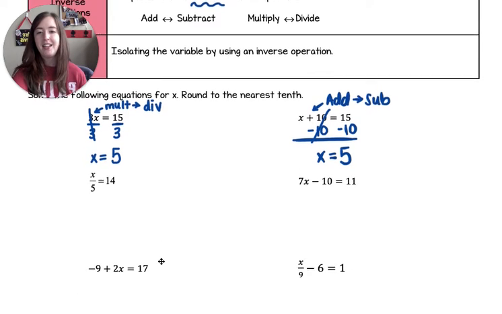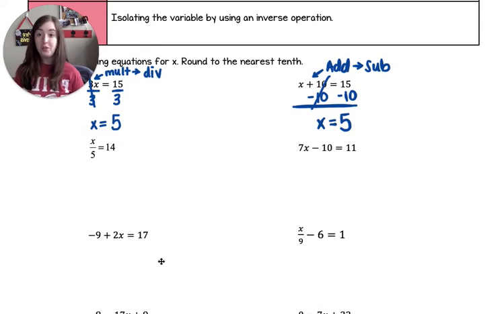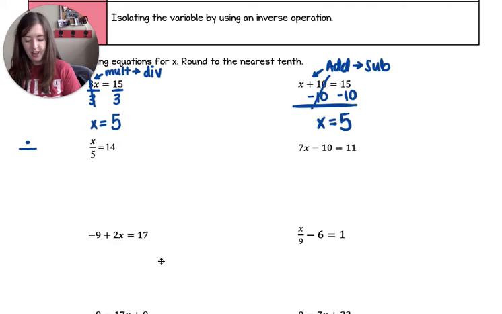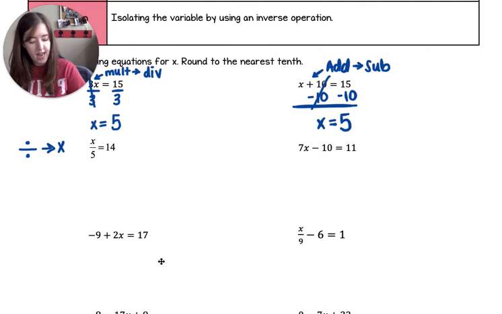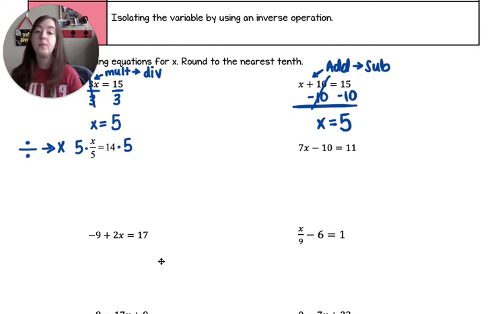Now we have x over 5 equals 14. That fraction bar actually means divide. That's where the division symbol actually came from: a line with a number on top and a number on the bottom. So right here, I know x is being divided by 5. So to undo division, I have to multiply. I'm going to multiply both sides by 5.